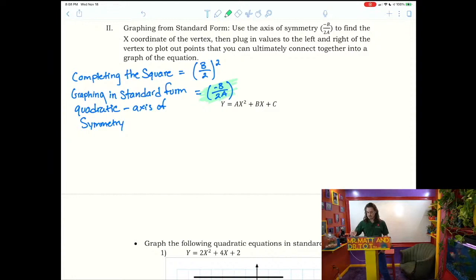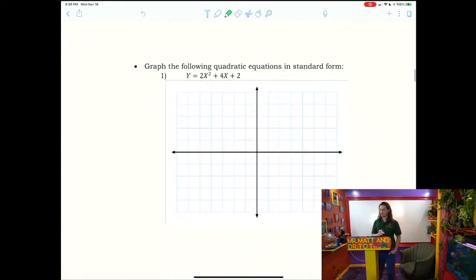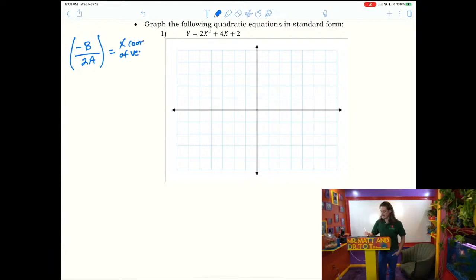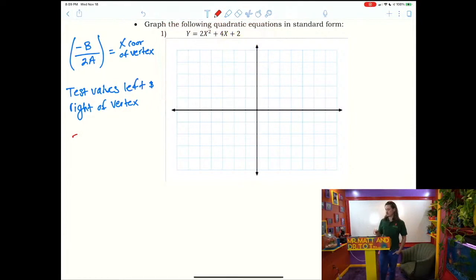So I'm going to give you 3 minutes, and I'd like you to look at question number 1. I want you to first use the expression negative b over 2a in order to solve for the x-coordinate of the vertex, and then you can test values to the left and to the right. So I'll give you 3 minutes, and then we'll go through the solution and look at some other examples. I'll keep track of the time in red here and update it per minute.